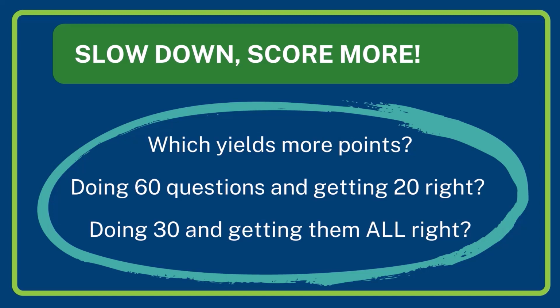Here's a question for you on pacing. Which yields more points? Doing 60 questions and getting 20 right, or doing 30 and getting them all right? If you picked doing 30 and getting them all right, that's the correct answer. Remember, you only get points for correct answers. So in the first scenario, you only get 20 points, versus the second, you get 30. Slow down to score more.